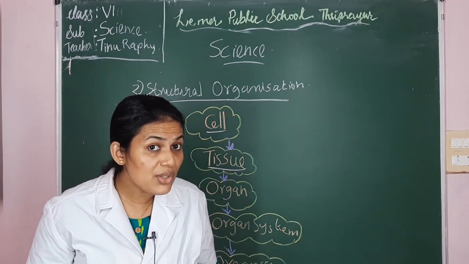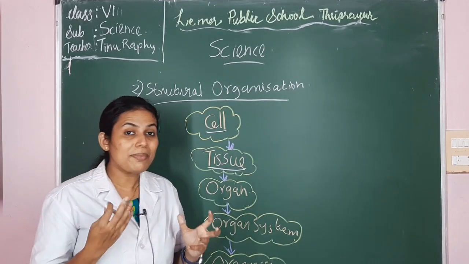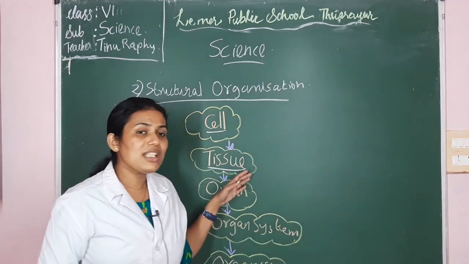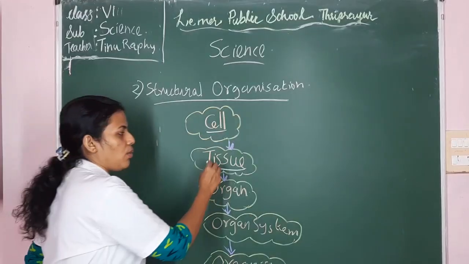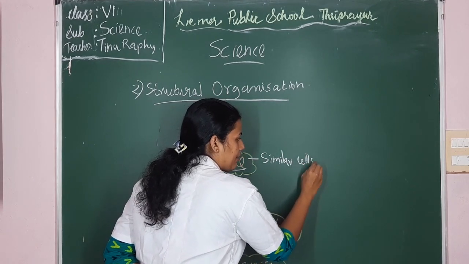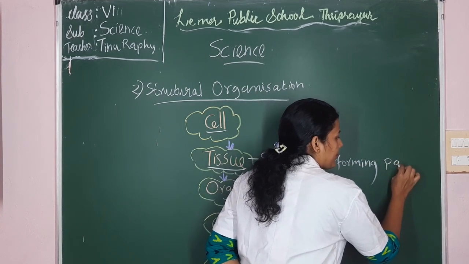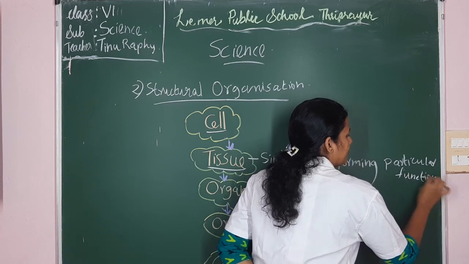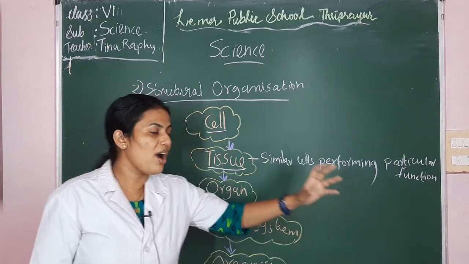Now, what is a tissue? Tissues are a group of similar cells performing a particular function. Such a group of cells is called a tissue. Now, what is the specialty of these tissues? Those groups of cells perform a similar function. So, what are tissues? Tissues are similar cells performing a particular function. So, a cell is a single unit, whereas a group of cells performing a particular function is called a tissue.